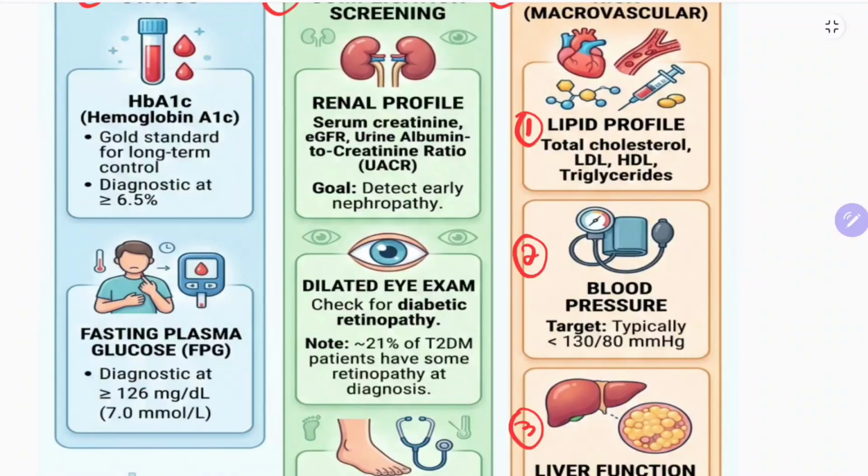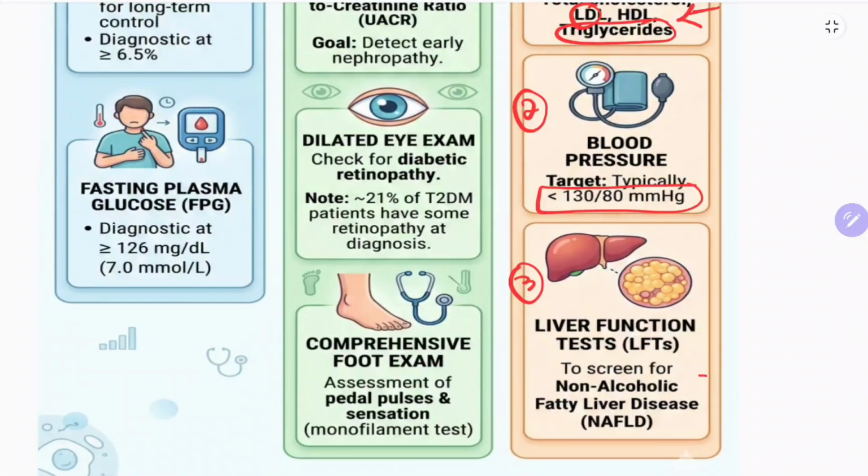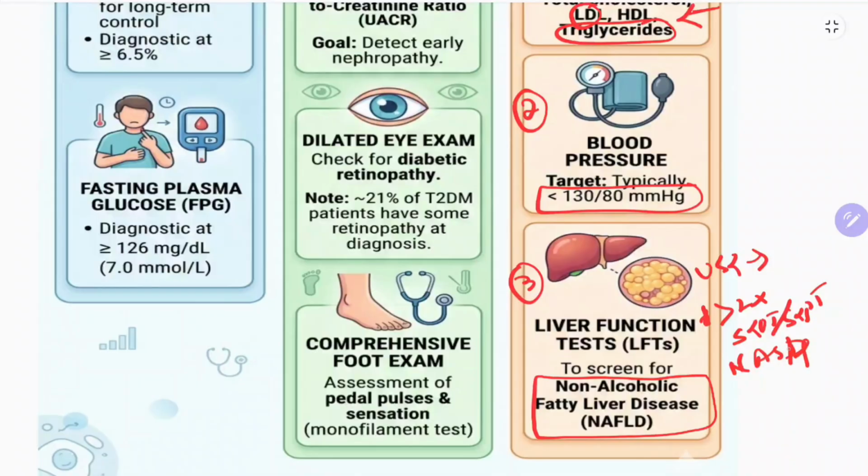These three account for macrovascular disease, and if they are not at target, then you will bring them to target by therapy. In the lipid profile you will mainly look at LDL and triglyceride levels. Blood pressure target is less than 130/80. In liver function tests, if they show fatty liver, ultrasound makes it very easy to see fatty liver, but in LFTs, if you see more than 2 times elevation of SGOT and SGPT, then the patient has NASH, non-alcoholic steatohepatitis.